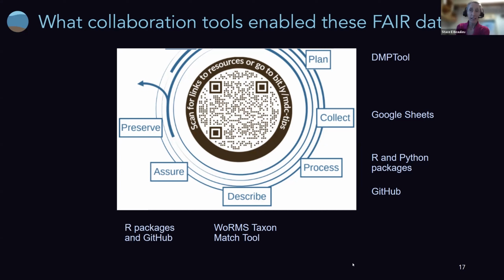In the assure step, we also used some programming languages to clean the data and make sure the data were high quality to submit to a repository. We exposed that code in GitHub Online. And for the preserve step, we basically saved the package of files in Google Drive so that we had one place to go to share all the files associated with the package we submitted to the repository.